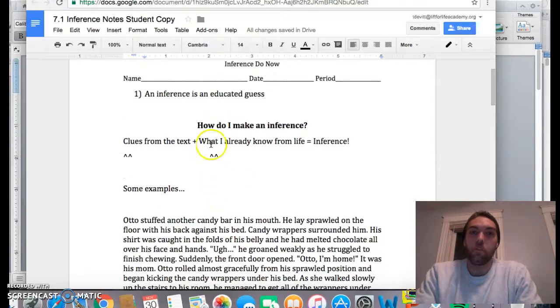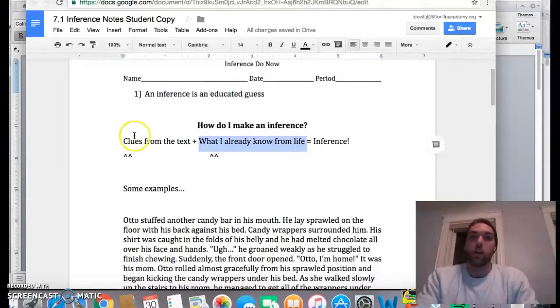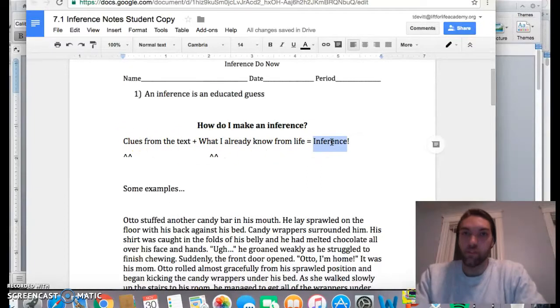What we don't know so well is exactly how to make that educated guess, especially if we don't just naturally know the answer. So here's how you do it. First, you take clues from the text. Then you take what you already know just from life, just from being a smart person. And when you put these two things together, you get your inference.